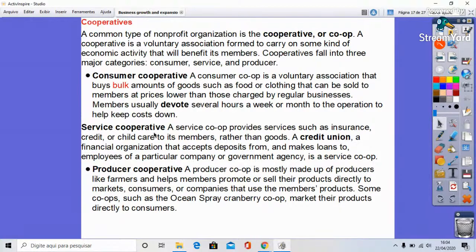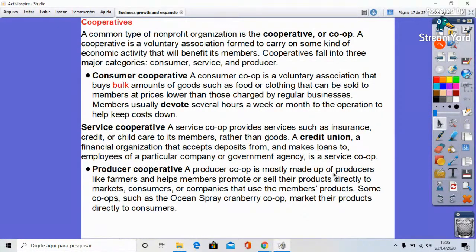We have a service cooperative. Okay, it provides services. What kind of services? Insurance, credit, childcare. So it's not based on goods, it's based on services. A credit union is a famous one. It's a financial organization that accepts deposits from and makes loans to employees of a particular company or government agency. It's a service co-op.